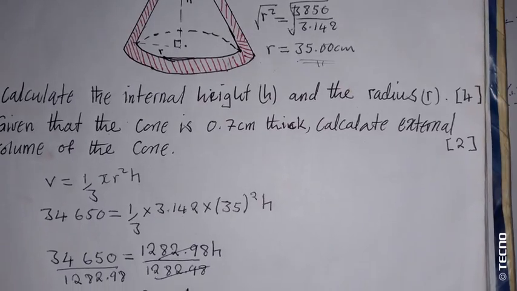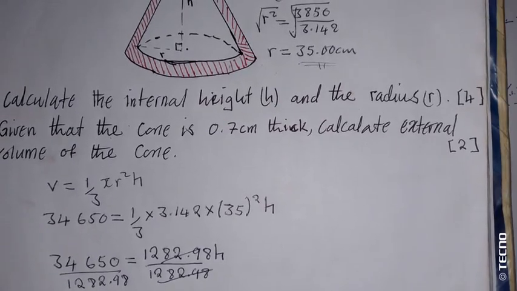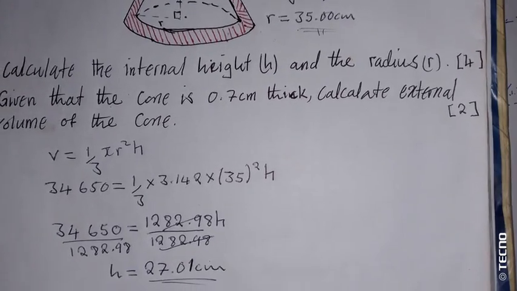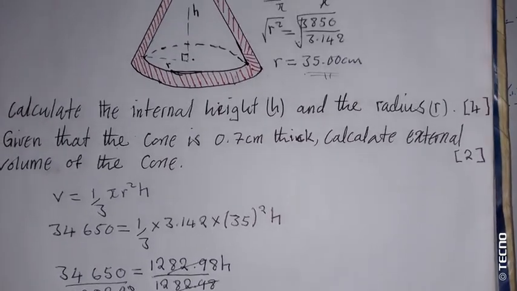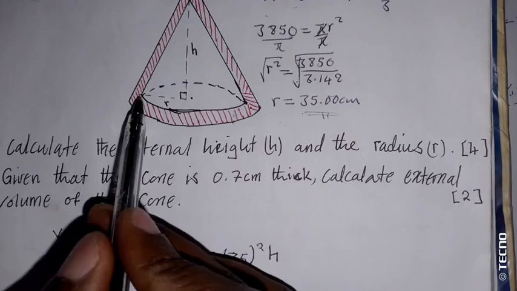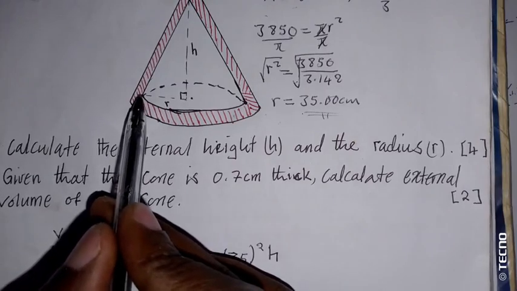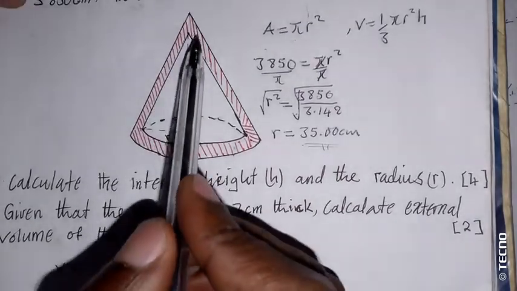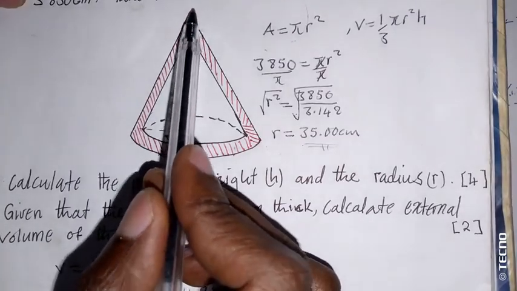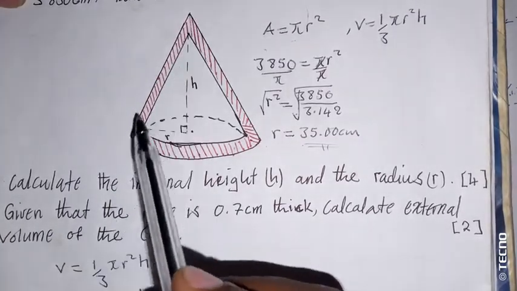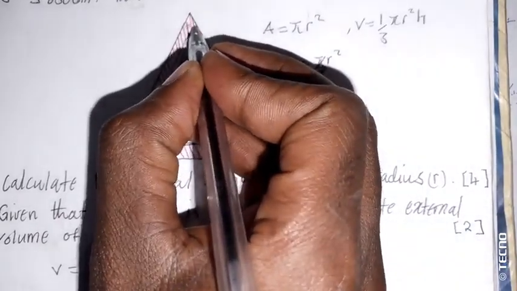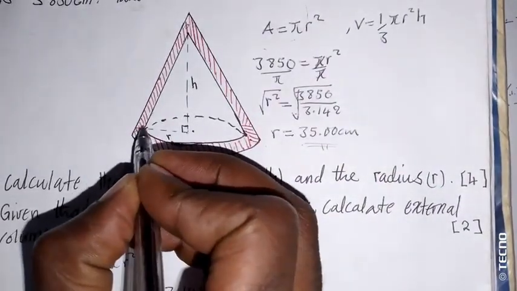Now the second question says, given that the cone is 0.7 centimeter thick, calculate the external volume of the cone. So they want the external volume of the cone. Here it means this radius is going to be extended by 0.7, and the height from here to there is also going to be extended by 0.7. So here we put 0.7, even this side 0.7.